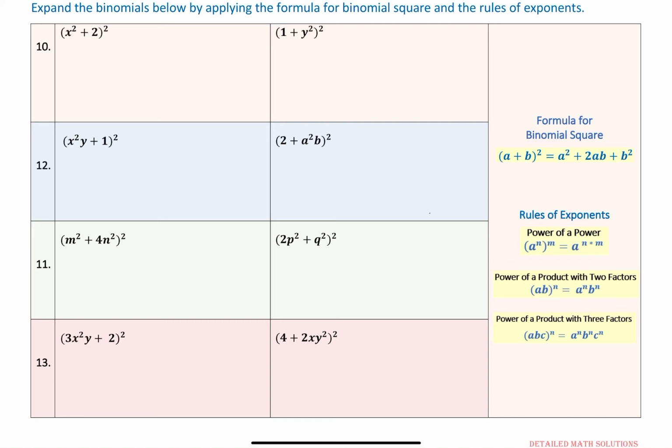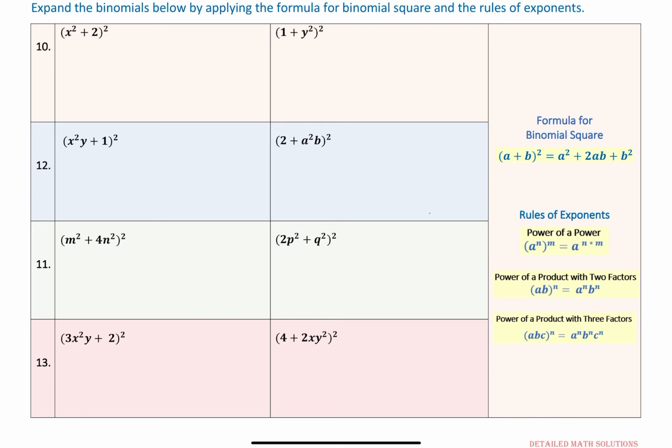Power of a power. (aⁿ)ᵐ = aⁿᵐ. In other words, to find power of a power, we need to multiply the exponents n and m.